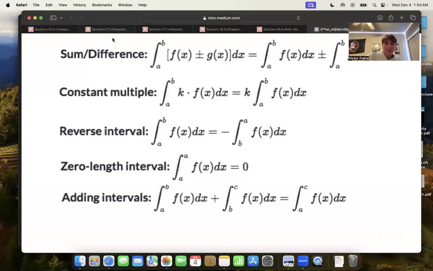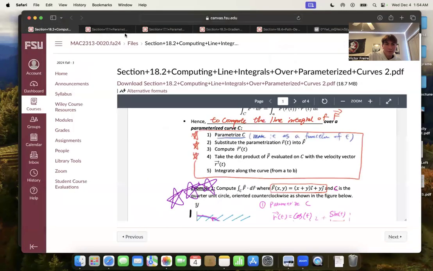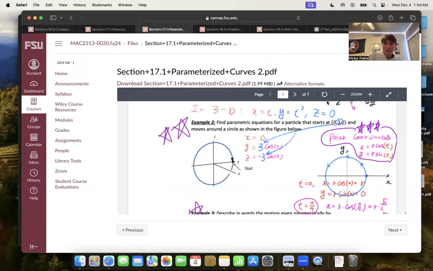So we have to use polar coordinates. The polar coordinates for the x component is going to be r cosine t, where r is the radius of the circle or ellipse.